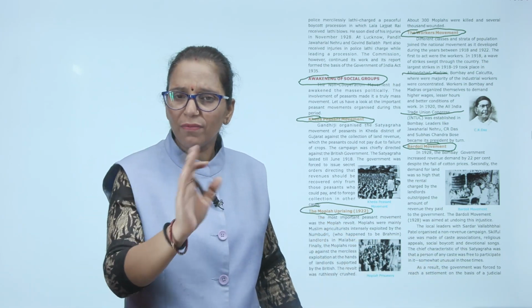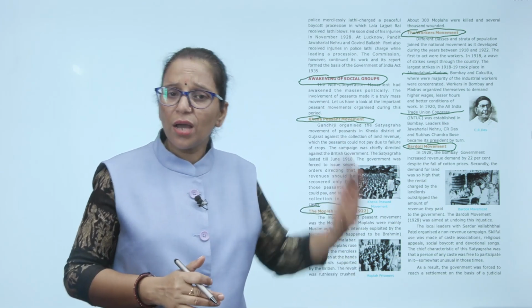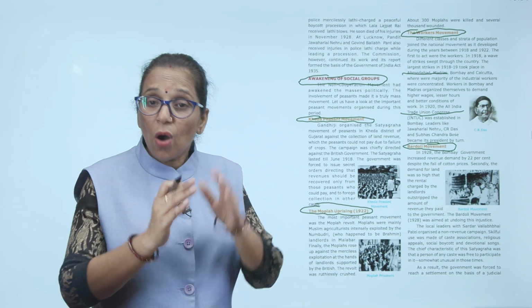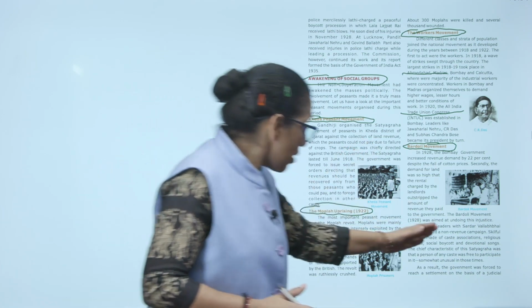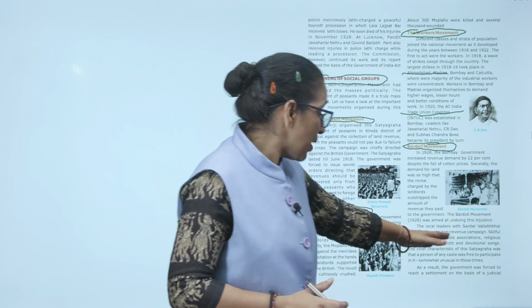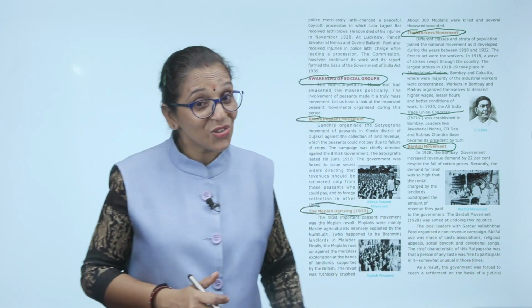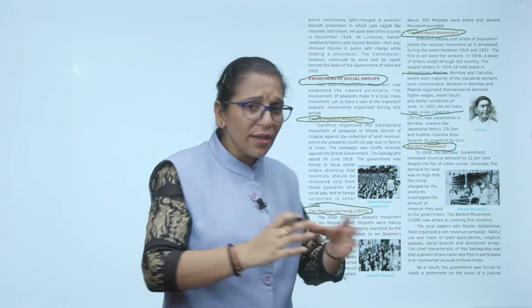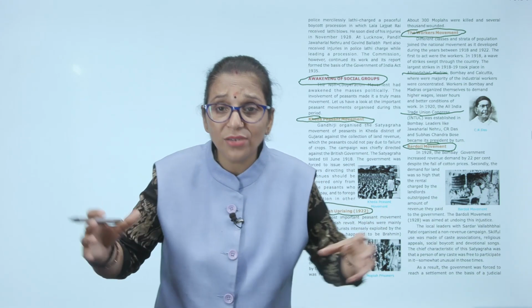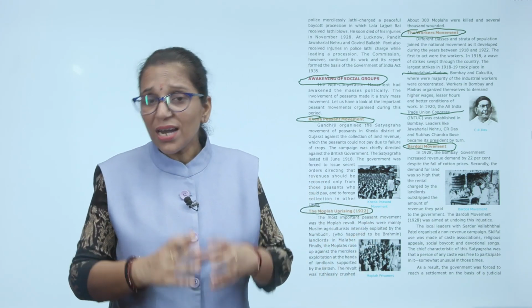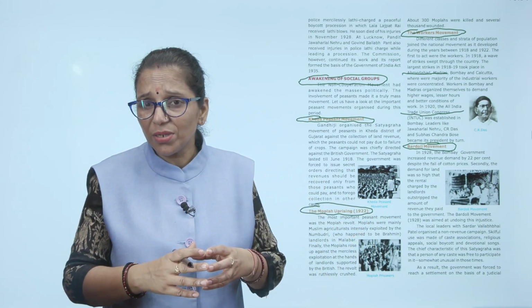We cannot pay high revenue. We are unable. The local leaders with Sardar Vallabhbhai Patel organized the non-revenue campaign. Skillful use was made of caste associations. Sardar Vallabhbhai Patel was very diplomatic. In this Bardoli movement, he organized every class of society. No caste discrimination, no religious discrimination. He appealed in every field, and then this satyagraha was successful.